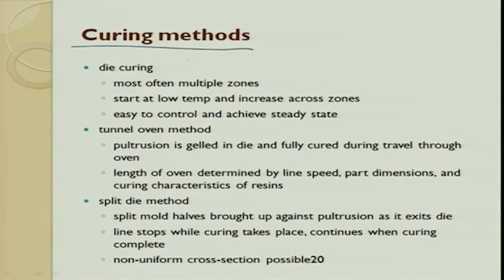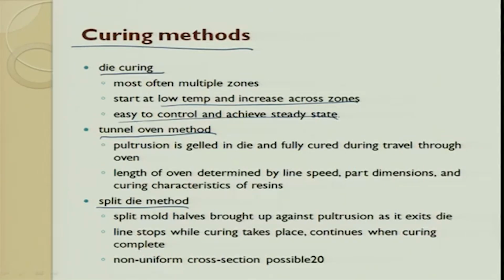There are curing methods, there can be a die curing, that can be tunnel oven method, there can be split die method. Die curing is at multiple zones in the die itself, we try to cure it. So, here starting at low temperature and it increases across the zones, easy to control and achieve in a steady state.